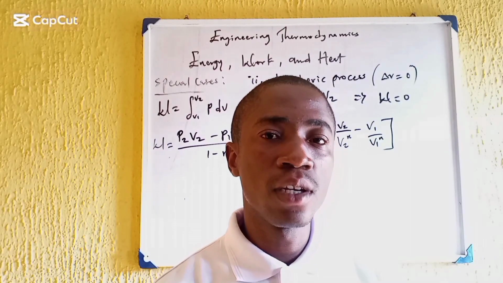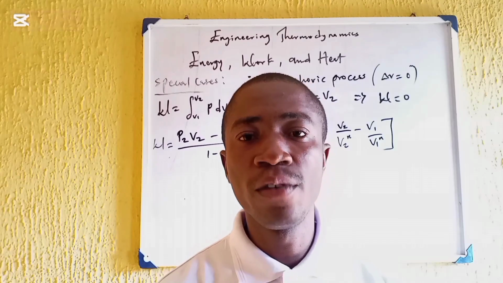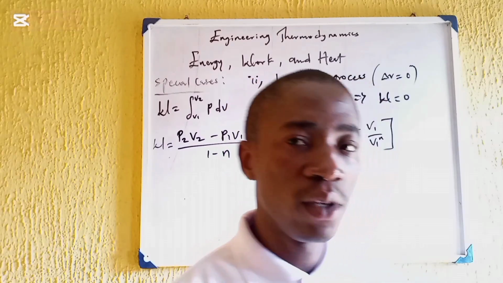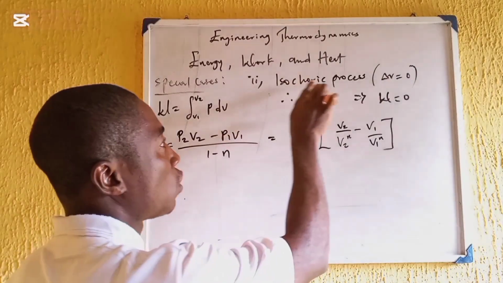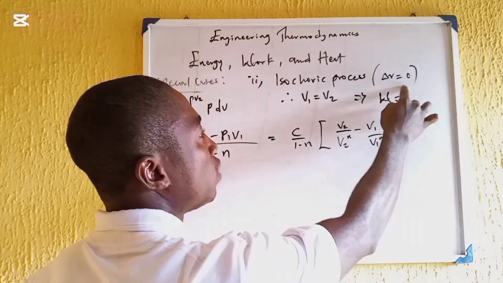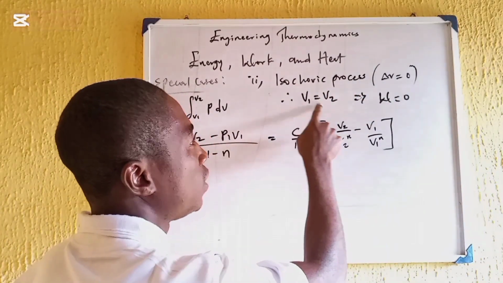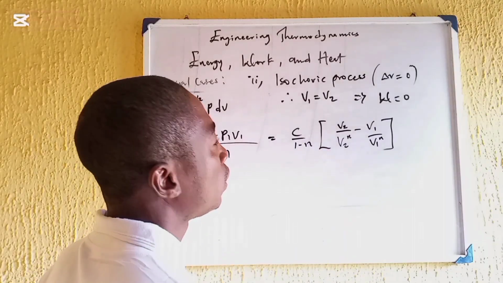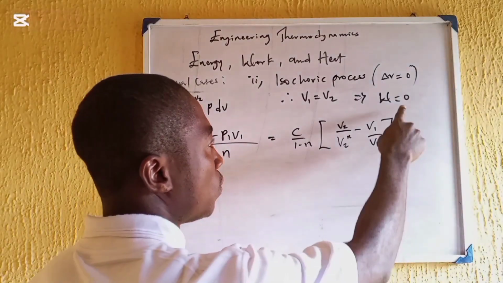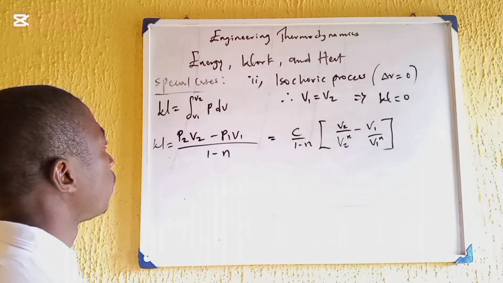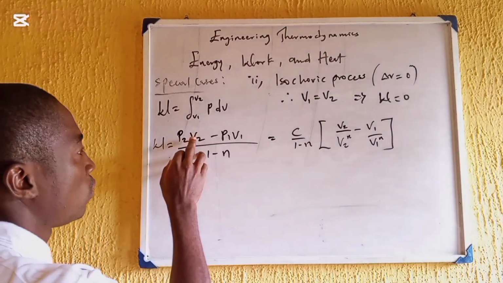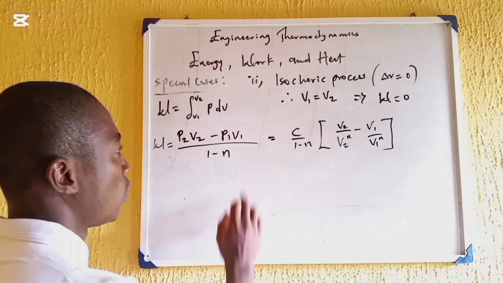The next special case we are looking at is the case where V1 is equal to V2. So in other words, there is no change in volume. It's called an isochoric process. Change in V is equal to 0 because V1 is equal to V2. Then what happens? Work will be equal to 0. Let's come back to the formula for the polytropic process. Work is equal to P2 V2 minus P1 V1 over 1 minus n.